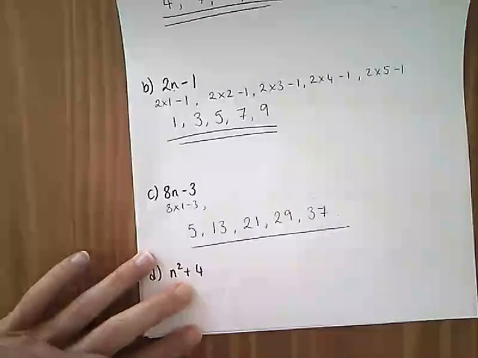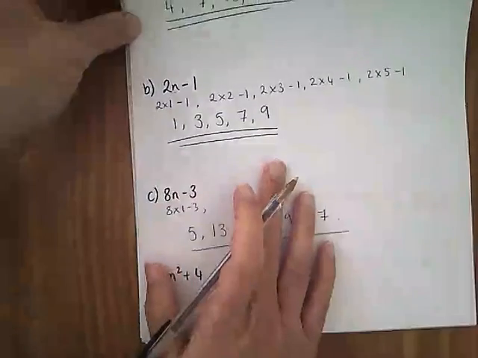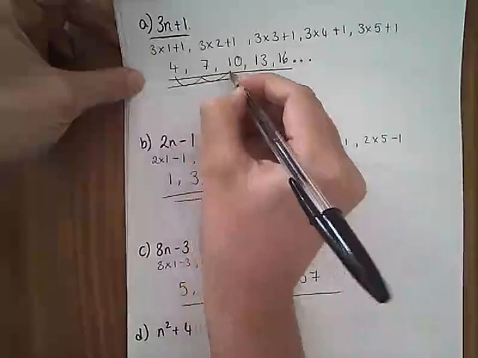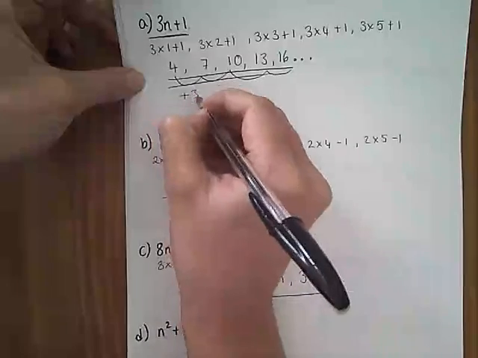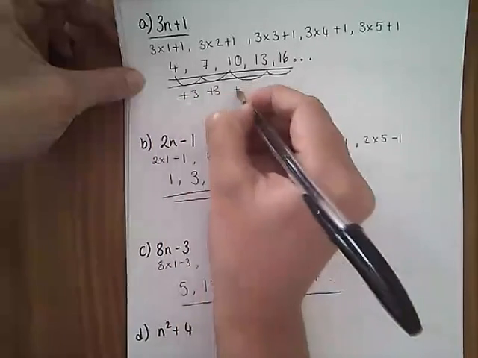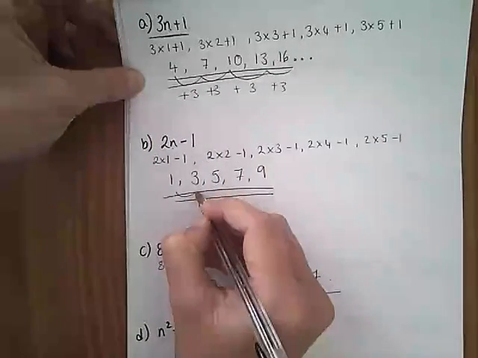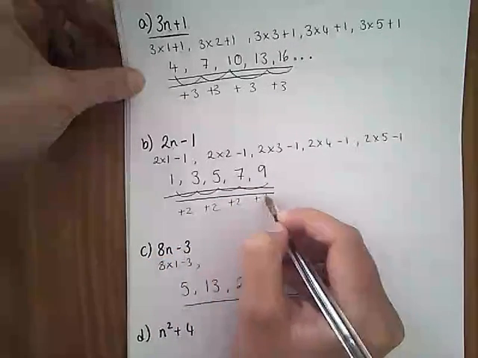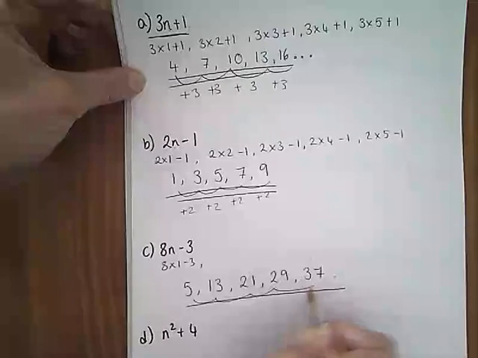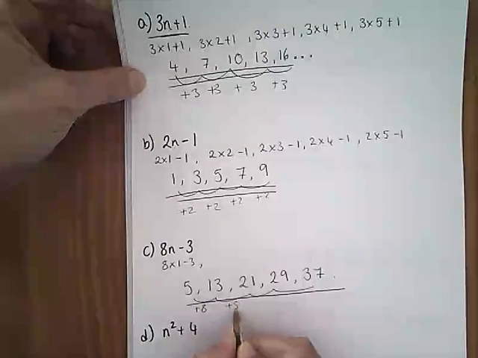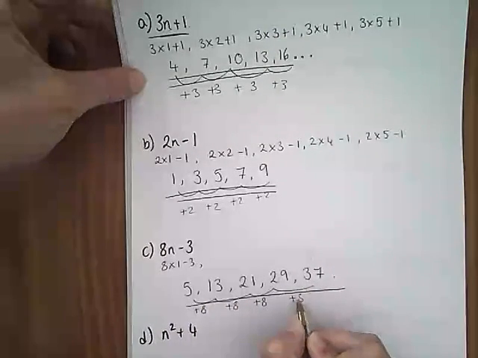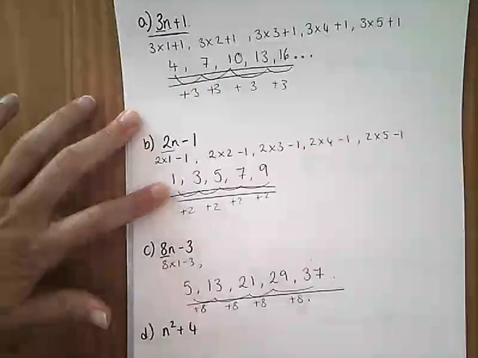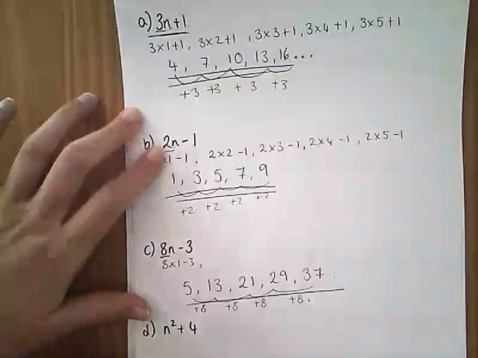You will notice, hopefully, and this is going to help us when we do our nth term, in this sequence, we're going up in 3s, okay? In this sequence, we're going up in 2s, and in this sequence, we're going up in 8s. Where is that number on the nth term? It's the number in front of n. Okay, so hold that thought when we do the nth term.